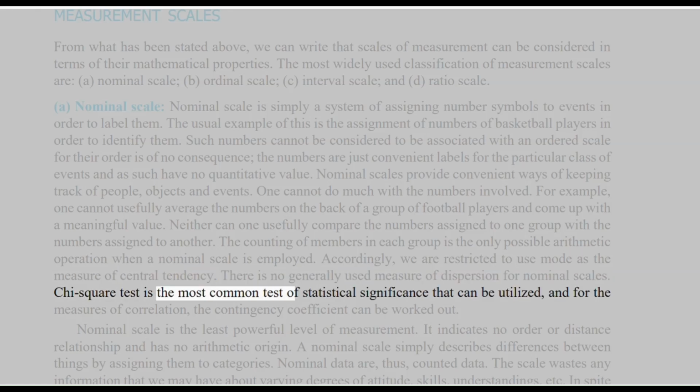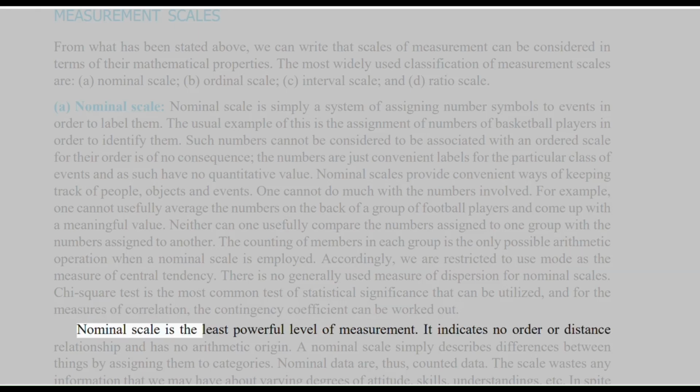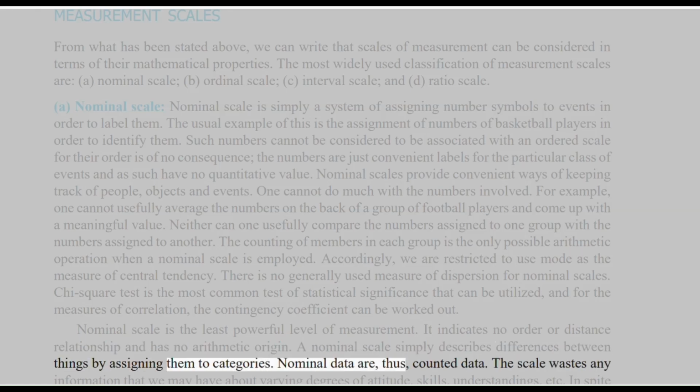Chi-square test is the most common test of statistical significance that can be utilized, and for the measures of correlation, the contingency coefficient can be worked out. Nominal scale is the least powerful level of measurement. It indicates no order or distance relationship and has no arithmetic origin. A nominal scale simply describes differences between things by assigning them to categories. Nominal data are, thus, counted data.